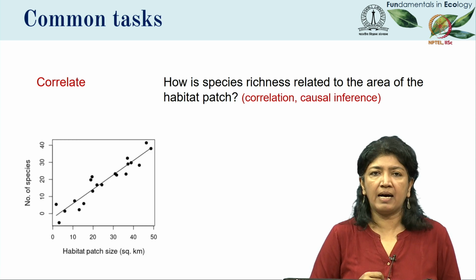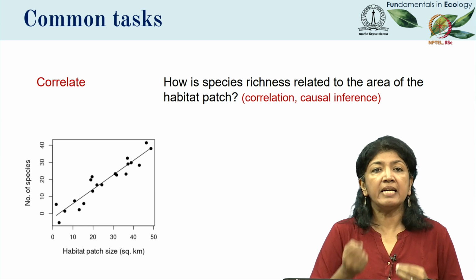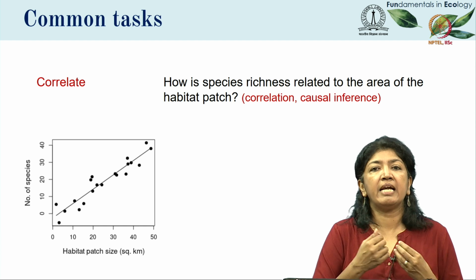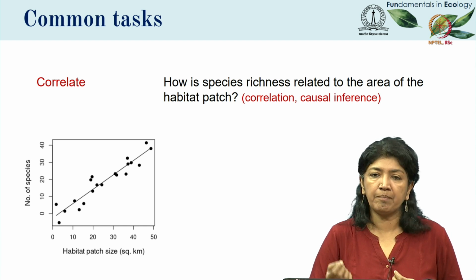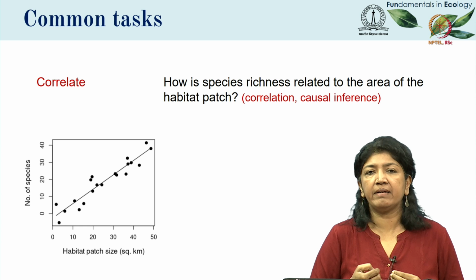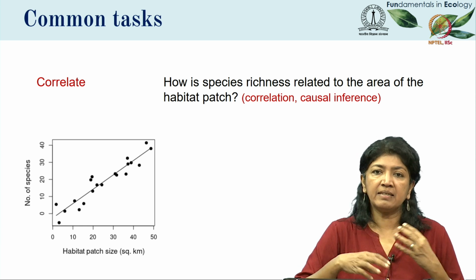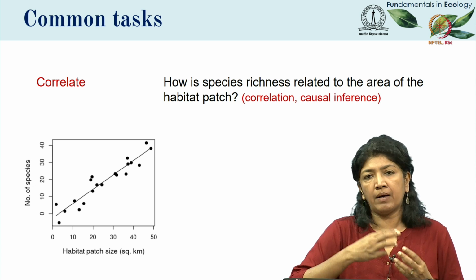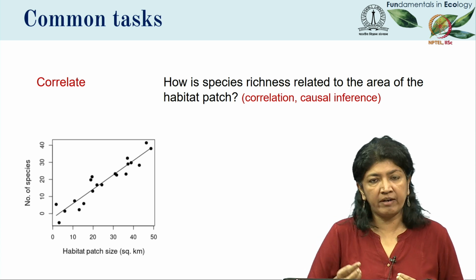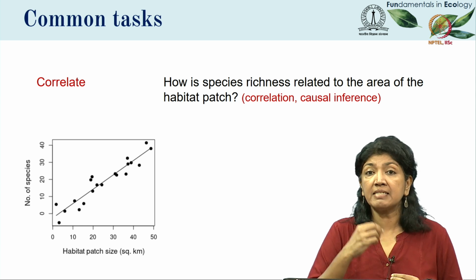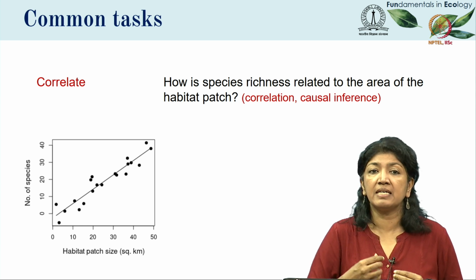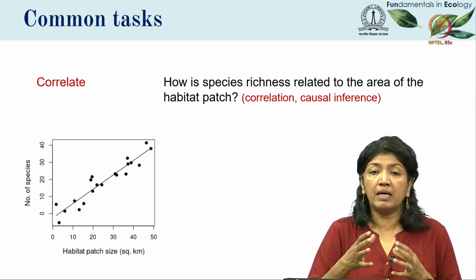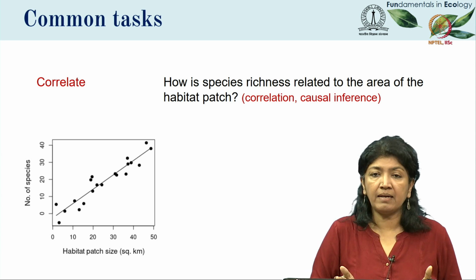A third common task is to estimate relationships, that is, for example, how is species richness related to the area of the habitat patch. So, here we might either be interested in describing patterns in the relationship, so patterns of covariance or correlation among these conditions or traits, or we might actually be interested in explanation or causal inference. That is, we might be interested in seeing how species richness is affected by the area of a habitat patch.